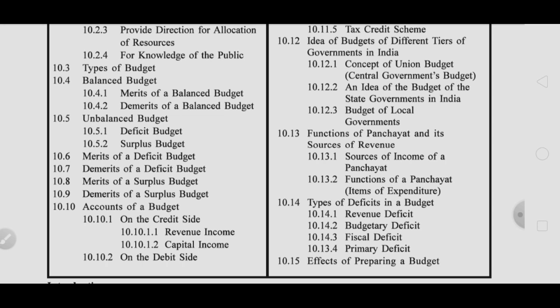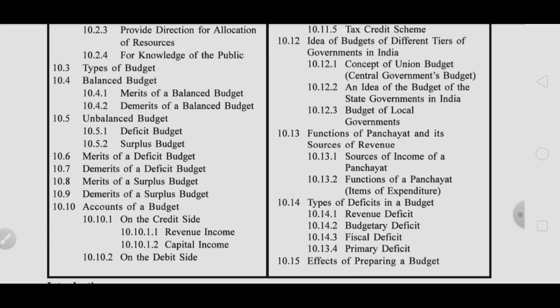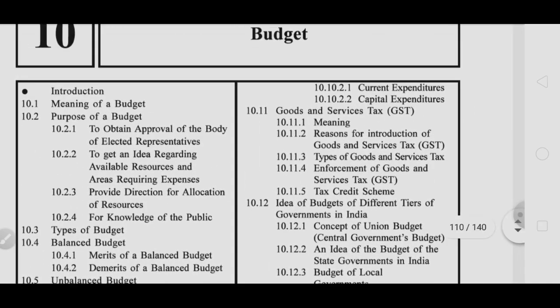Then the next one is point number 10.10, the accounts of a budget, in which, as in a balance sheet, we have two sides, that is the debit side and the credit side. In the government's accounts of a budget also there are two sides, the credit side and the debit side. In the credit side, all the incomes are recorded, while in the debit side, all the expenditures are recorded.